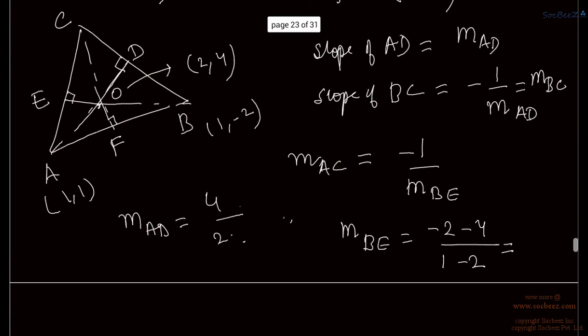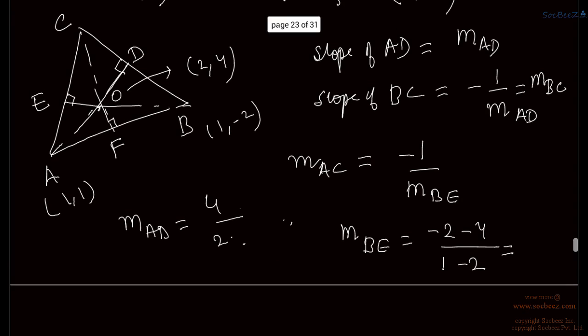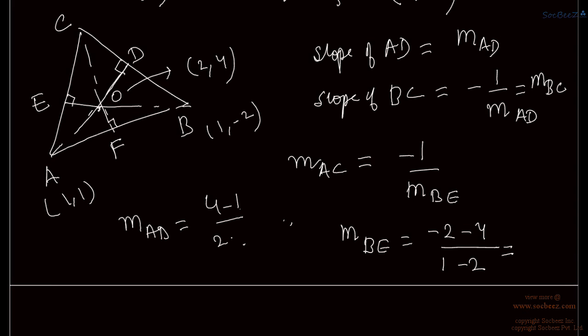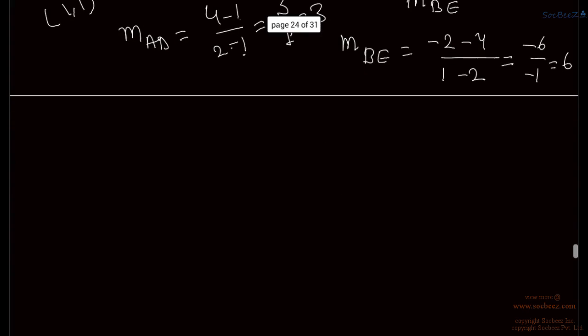This slope is the slope of AD. We are finding the slope of AD, so we have two points, A and O, lying on this line AD. We can use these two points to find the slope. The slope of line AD is (4 - 1) upon (2 - 1), which is 3 upon 1, equal to 3. Similarly, the slope of BE is (-2 - 4), which is -6, upon (1 - 2), which is -1. So the slope is 6.